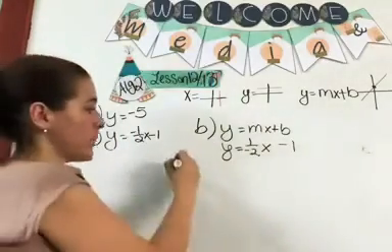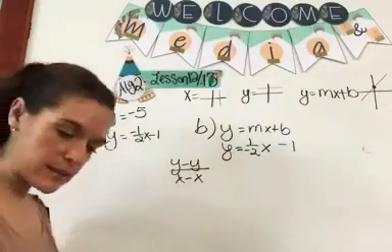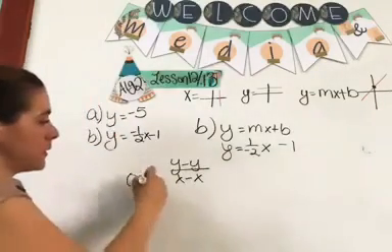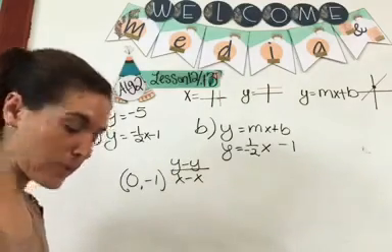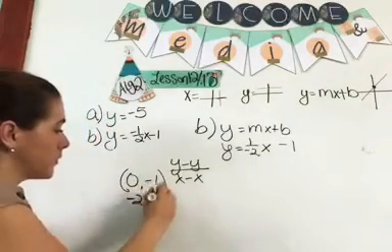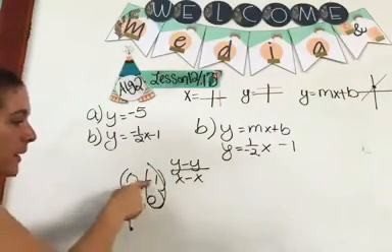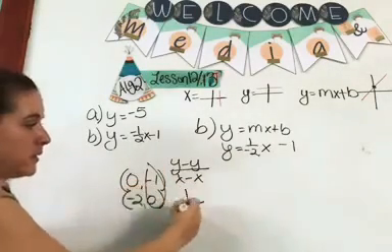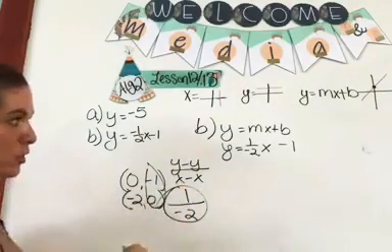The other way to do it would be y minus y over x minus x. Okay, the very first point is 0, negative 1. And the other point would be negative 2, 0. Okay, you go 0 minus negative 1 is positive 1. Negative 2 minus 0 is negative 2. So there's your slope still.